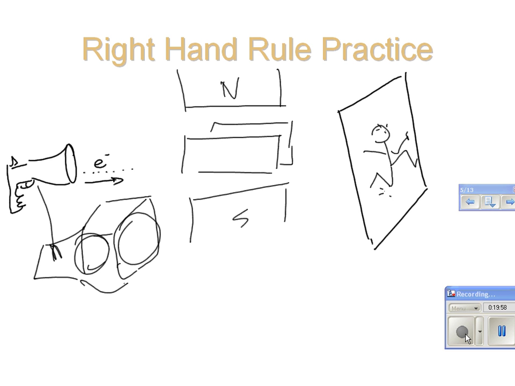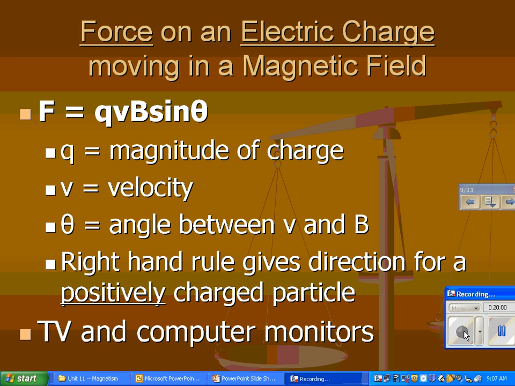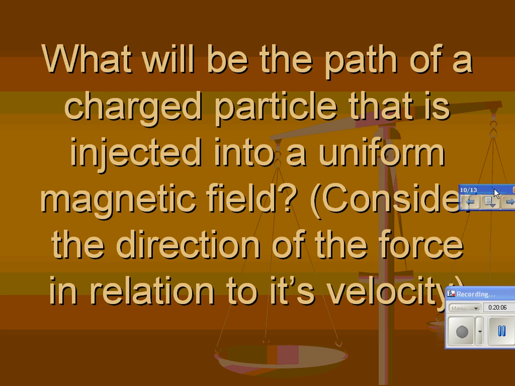All right, so we just talked about old school television and computer monitors. Now, let's think about a situation here. Imagine I have a charged particle, and I inject it into a magnetic field. It has a certain velocity. The magnetic field has a certain strength. Let's think about what kind of a path that particle will take.